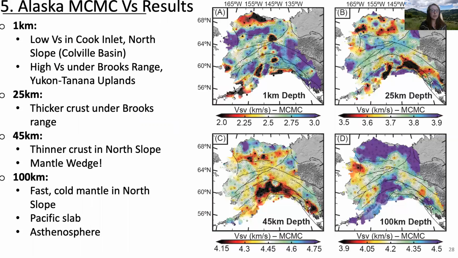Our final results at each station, interpolated onto the underlying grid, are shown here at 1, 25, 45, and 100 kilometer depths. We observe basin features at shallower depths, including the Colville and Cook Inlet basins. We observe crustal thickness variations at 25 and 45 kilometer depths, including thicker crust beneath the Brooks Range and thinner crust in interior Alaska. At 100 kilometer depth, we observe the cold cratonic mantle, general warm asthenosphere, and the cold downgoing Pacific slab.